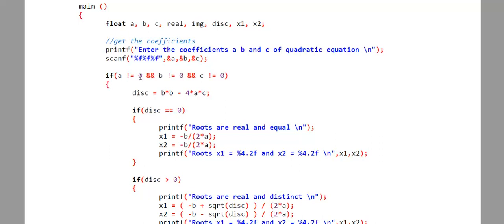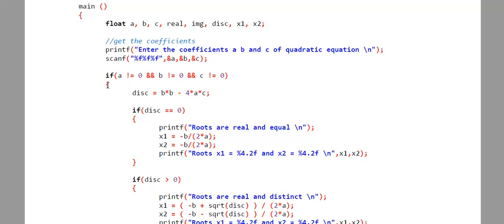So that is the first condition. If a is not equal to 0 and b is not equal to 0 and c is not equal to 0, okay, so all a, b, c are non-zero values. If that statement is correct, then this will become true, and it will enter the program. Let's say the user has given the value of a as 0. So 0 not equal to 0 is false.